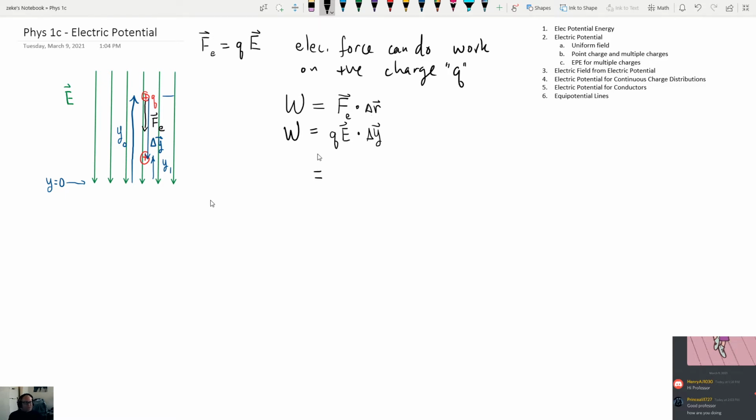I don't think we've talked about dot products in this class yet, have we? Yeah, we have, because we just did the whole chapter on Gauss's law.